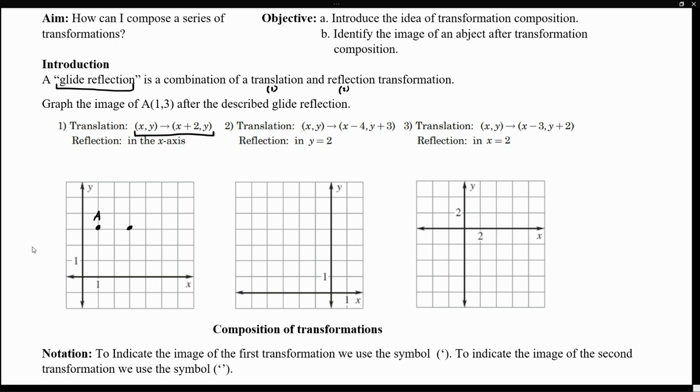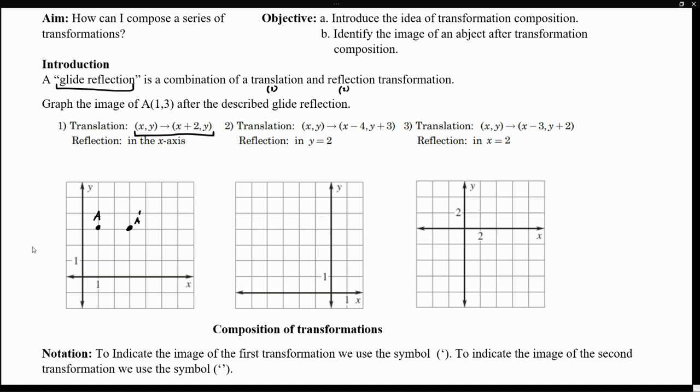So notice that we have done one transformation. Therefore, this point right here, we want to refer to it as A with 1 prime on it. That's just saying I have performed one transformation on A. But since we're doing a glide reflection, we have to perform two transformations. So the translation is already done. Now let's reflect our image. But we have to be careful here, because we're not going to reflect the original, we're going to reflect the image of what was given.